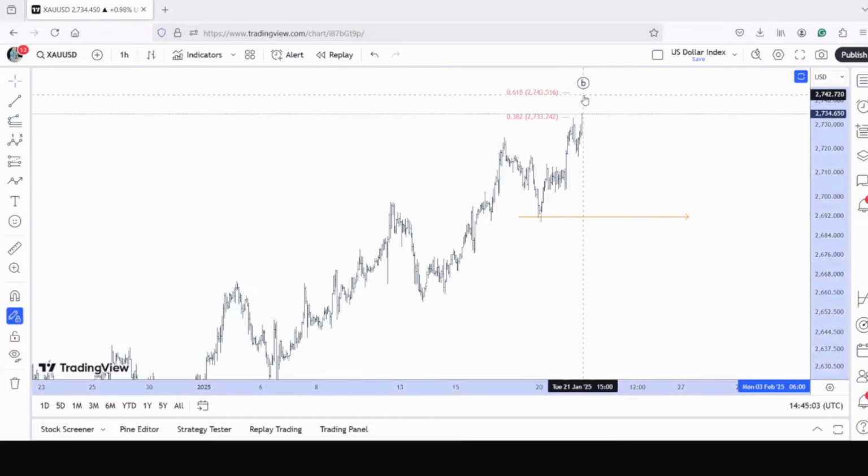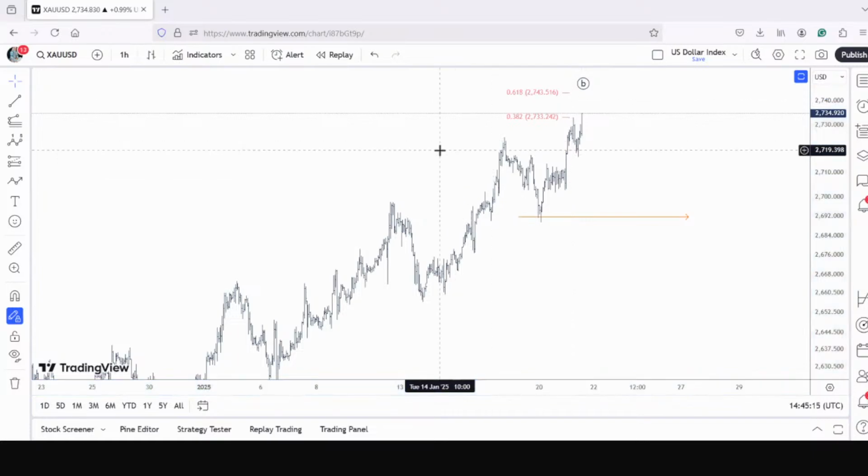So that B, which we are counting as a standard flat, is now slated towards 2743. So 2743 is a point where we can expect a turnaround.